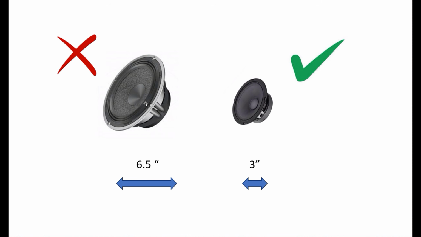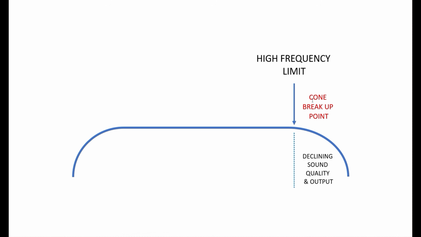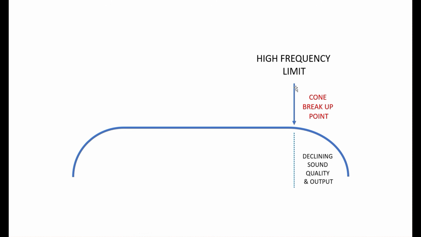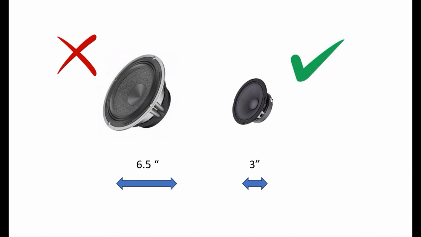So, all speakers have what we call a high frequency limit, right? That we call the cone breakup point, right? So if we think about our 6.5-inch speaker, there'll be a point where the motor can only push it back and forth cleanly before it starts to distort and have problems, right? And that is basically the cone breakup point, right? The 3-inch will do the same. Like if you try to play it too high, it will reach its cone breakup point as well, right?